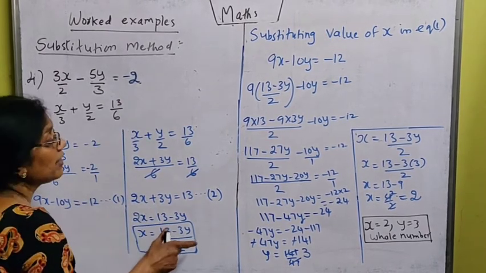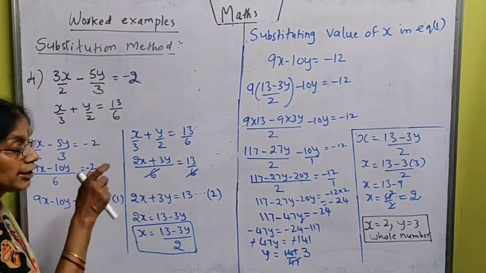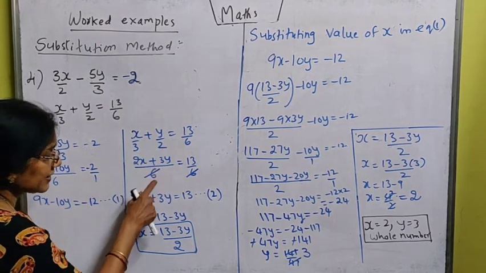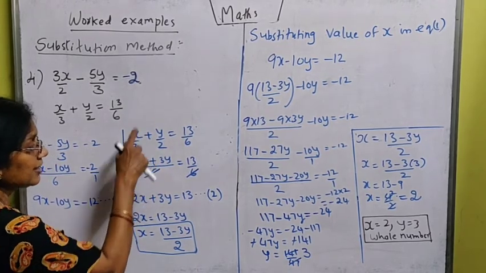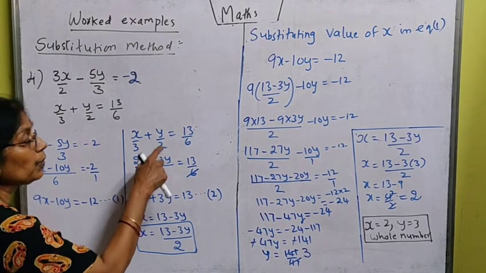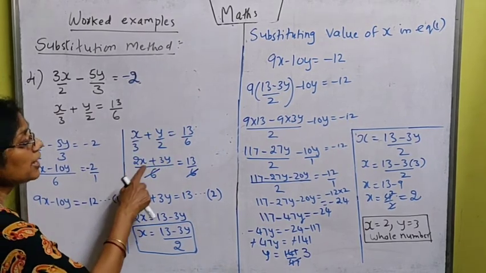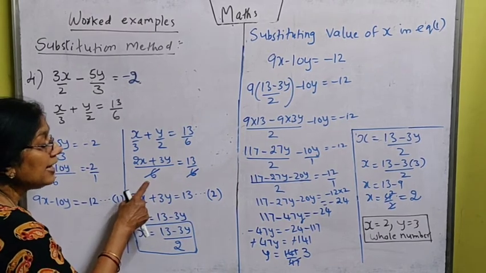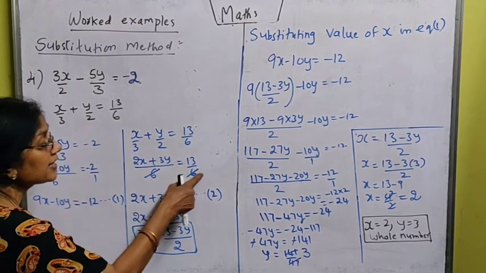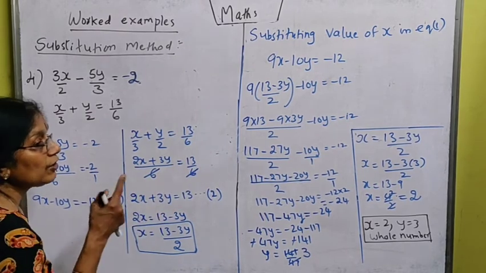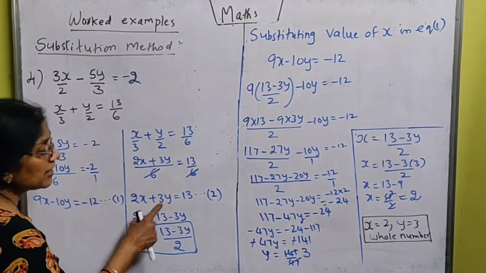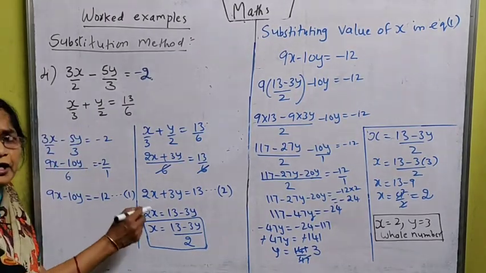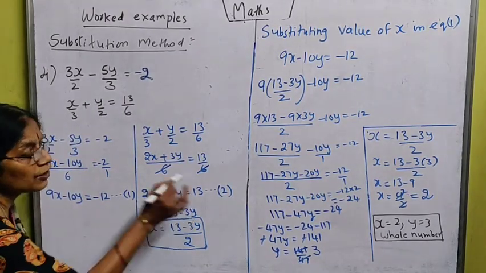Second equation, in the same way we have to convert it into a2x plus b2y is equal to c2. So here also LCM is 6. So x by 3 into 6 is 2, 2x. Y by 2, if you cancel, 3y. So 2x plus 3y by 6 is equal to 13 by 6. Same LCM in the denominator. Denominators are same, then you can cancel the denominators. So you will get 2x plus 3y is equal to 13. That became your equation number 2.